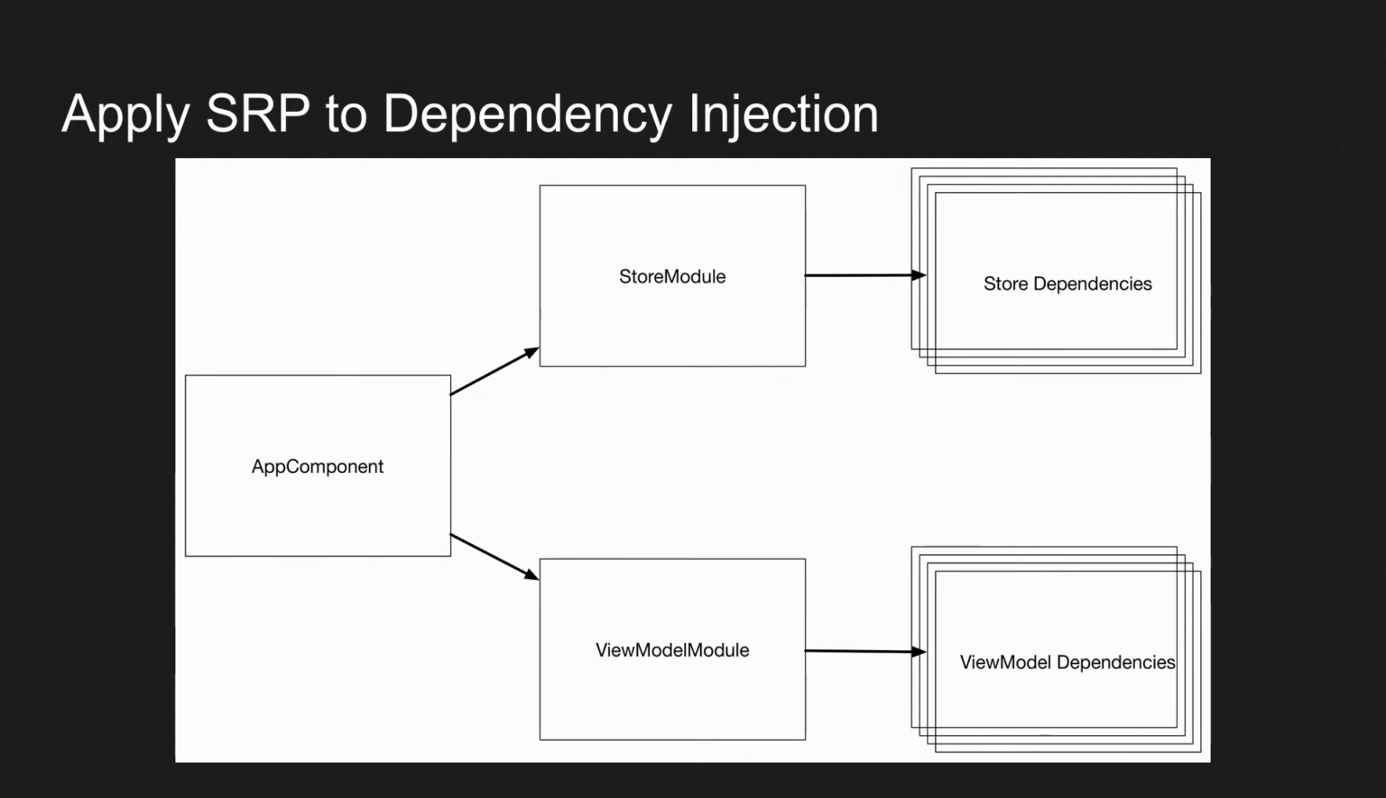We can make this better just by separating out our modules. So give them a single responsibility. Say this one makes my store objects, this one makes my view models. But you don't have to stop here either. You can also say, hey, this store module is starting to get too big, so I'm going to split it out even more.